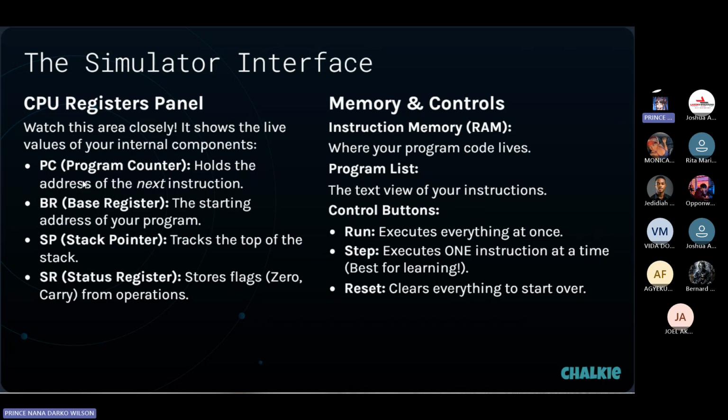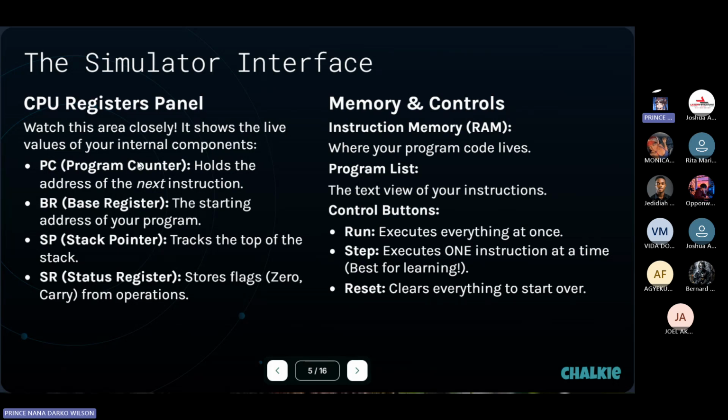So I'll say it again. The program counter, written as PC, is in the CPU registers panel at the top right corner or top middle section of your CPU simulator. What it does is hold the address of the next instruction. Let's assume what you see on this page right now is a set of instructions that are supposed to be executed.